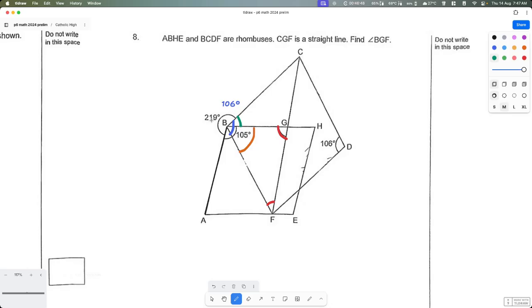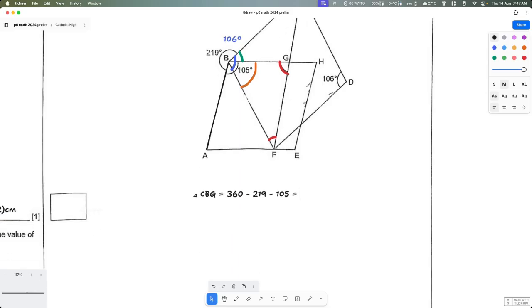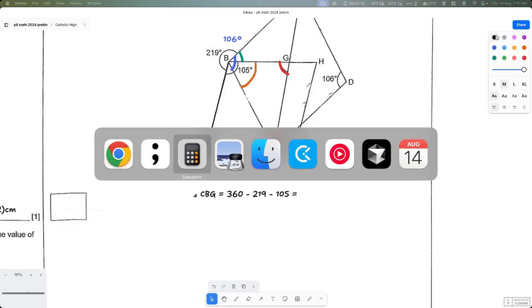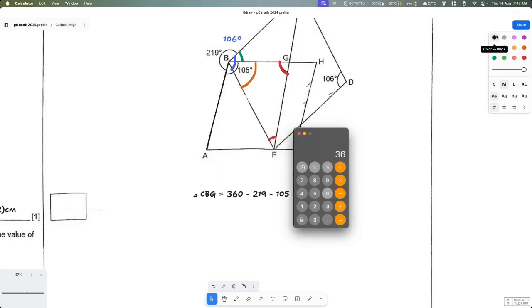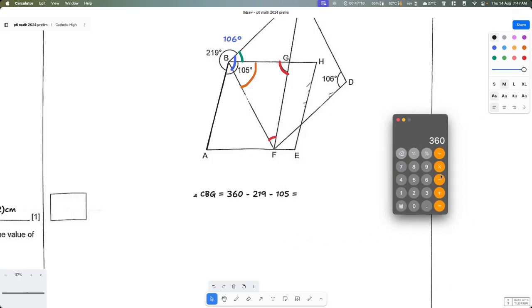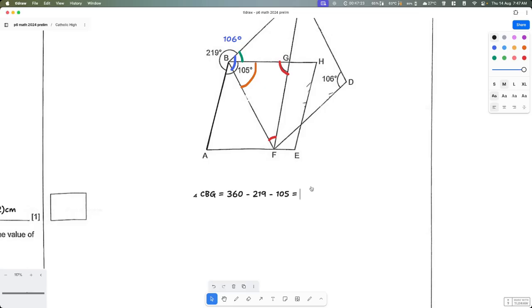All right, so then after that, we can get this orange angle. So angle CBG is equal to 360 minus 219 minus 105. Okay, and what will this give us? So let's use our calculator. 360 minus 219 minus 105. This will give us 36 degrees over here.